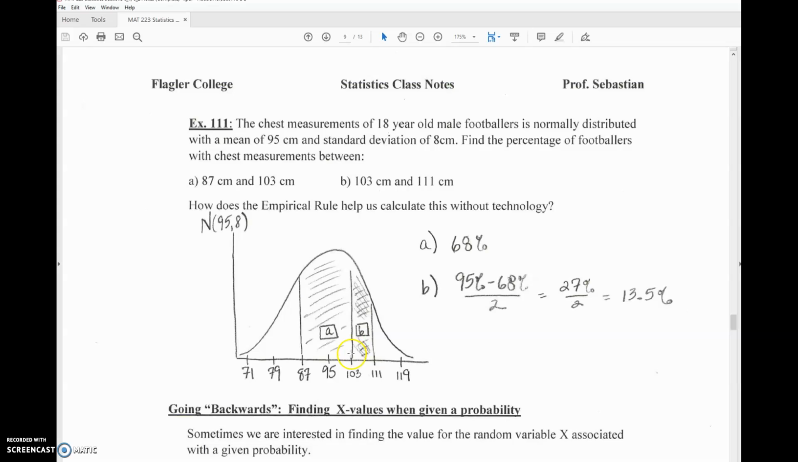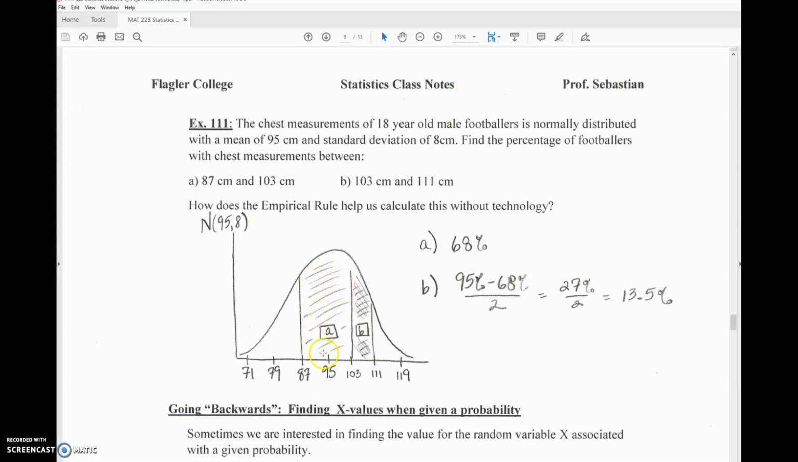We want to go from one standard deviation to the right of the mean, right? The middle is 95, so one standard deviation is 103. Two standard deviations is 111. So the way to figure that out is that we know the entire area within two standard deviations of the mean would be 95%. So if I included all of this area, it's 95% from 79 to 111.